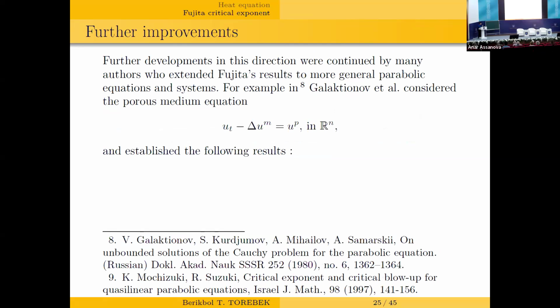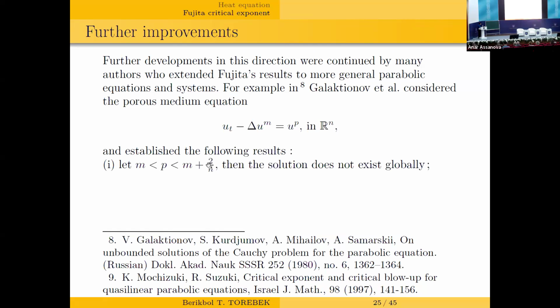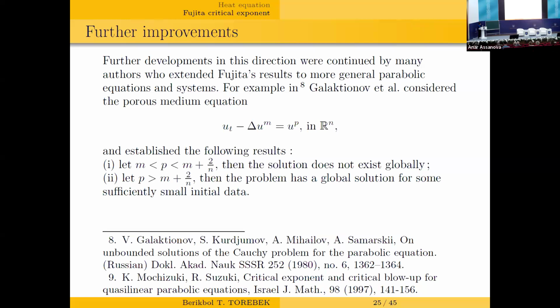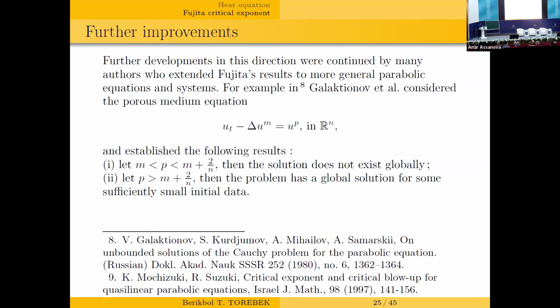Now we will speak about some improvements of Fujita's results. In 1980, the Soviet mathematicians Galaktionov, Kurdyumov, Mikhailov, and Samarskii considered the porous medium equation with power law nonlinearity on the right-hand side. And they tried to extend Fujita's results to this equation. They showed that if p is between m and m plus 2 divided by n, then there is no global in time solution of this problem. And if p is greater than this number, m plus 2 divided by n, then the porous medium equation has a global in time solution for some sufficiently small initial data.